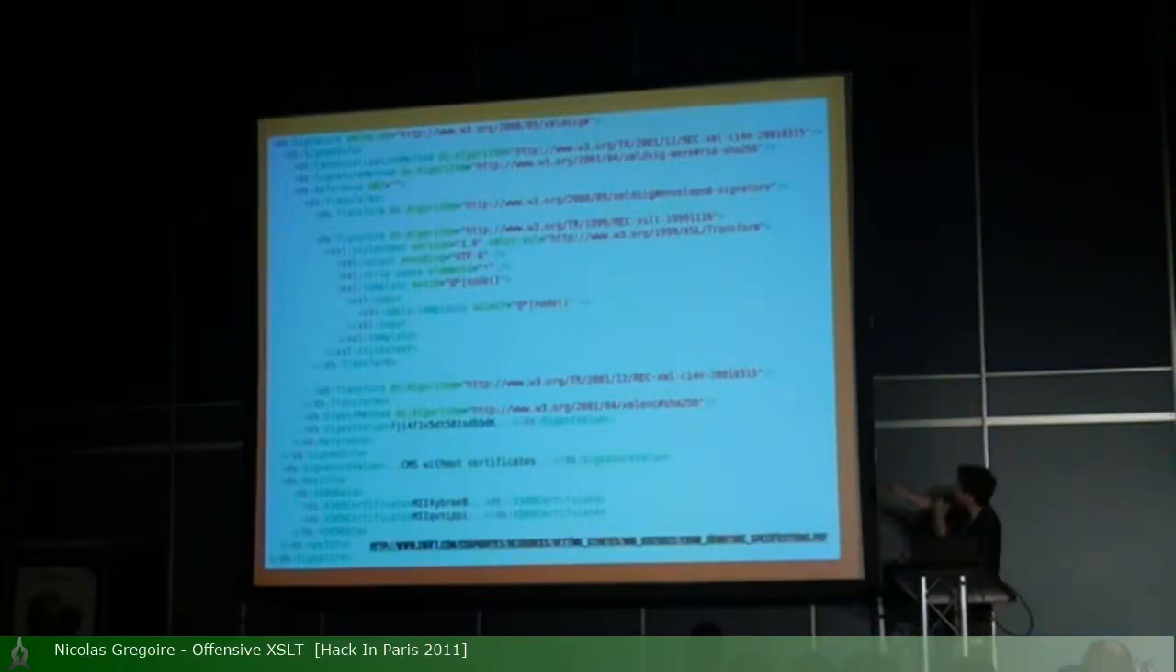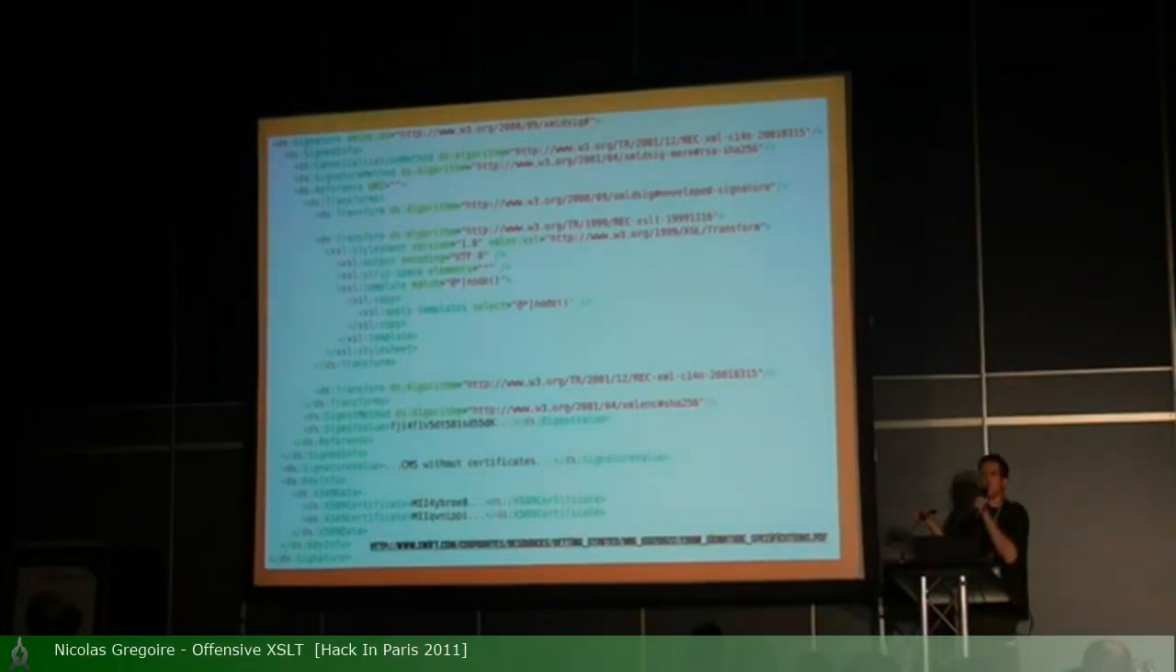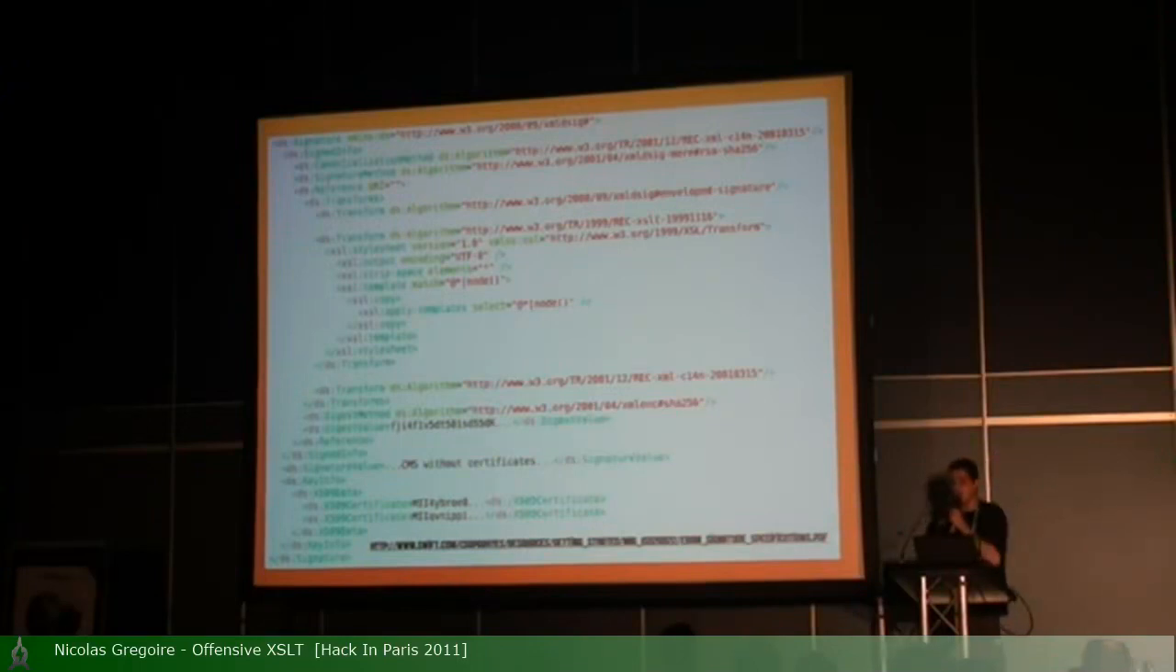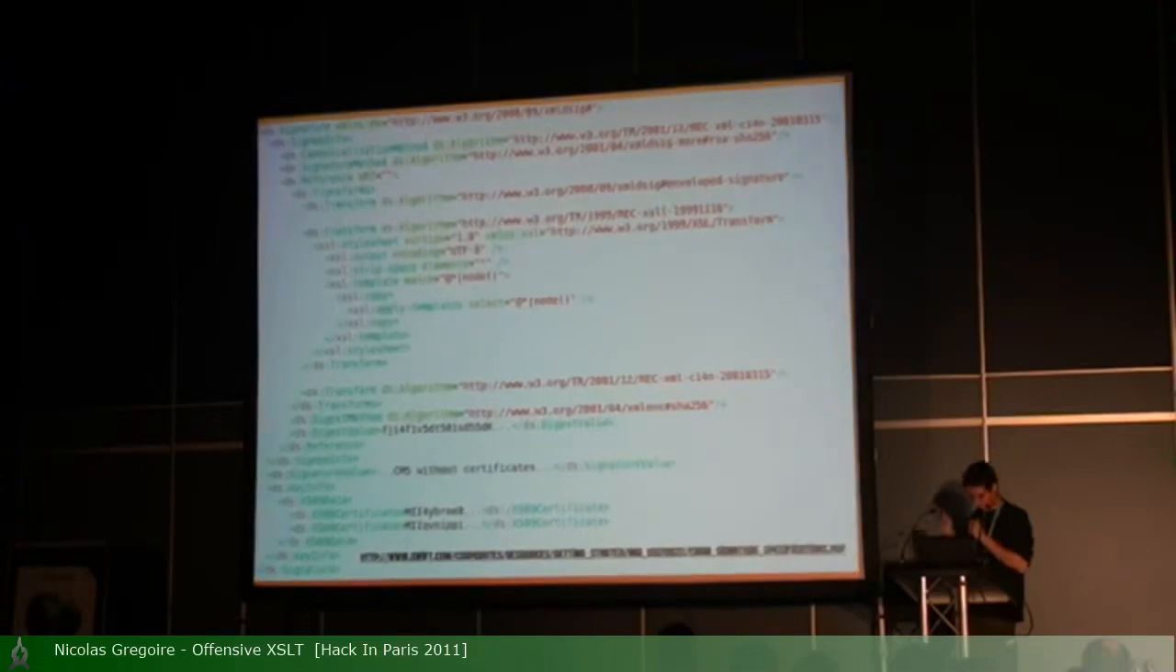So here you have an XML-DSIG file, including some XSLT. You only need to modify this file. Here you put your exploit code, and it should probably work on any Swift compliant XML-DSIG gateway. I really don't know why they chose to support XSLT in XML-DSIG. Okay, I need to go a little faster.